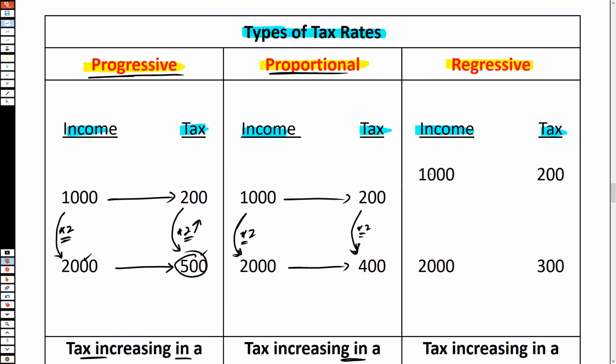Let's talk about the third one. When you were getting 1000, you were paying tax of 200. Your income has now increased with a proportion of 2. On this 2000, you are only paying tax of 300. When you check this, the conclusion is that your income has increased with a proportion of 2, but your tax increased with a lower proportion as compared to the income. So when such tax rates are applied, these are termed as regressive tax rates.